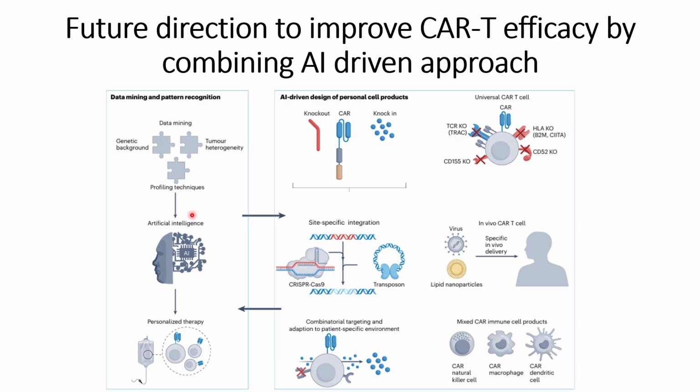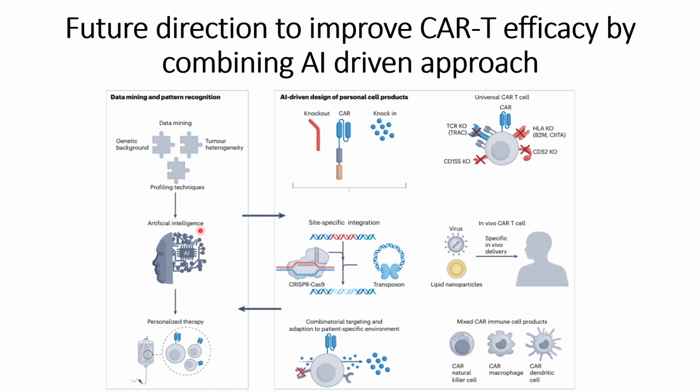The other thing that can be done is to customize the CAR design based on the patient's tumor heterogeneity, or based on genes that are mutated in specific patients. So here, since the artificial intelligence has the information about which combination of CAR could work better in which tumor, in different tumor heterogeneity conditions.